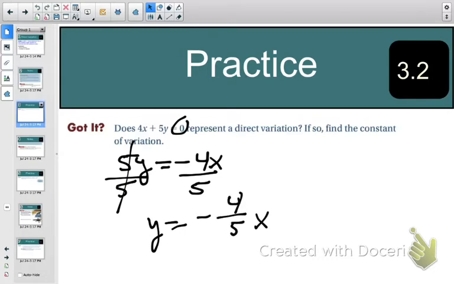So this is a direct variation, and my constant, you can say k, or if you want to say m is fine, my constant's going to be negative 4/5, because that's the coefficient of x, once we get y by itself. So get y by itself, then whatever is attached to the x will be the constant of variation.